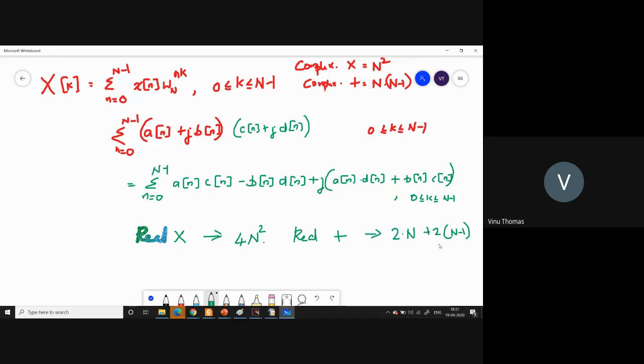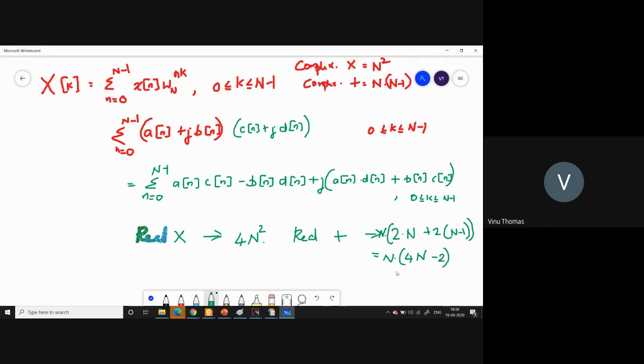That is for just one term, for x of k. You are evaluating this for x of 0. You have to evaluate for x of 1, x of 2, etc. So in total you require n into 2n plus 2 into n minus 1, or in other words, n into 2n plus 2n minus 1, which is equal to n into 4n minus 2 number of real additions.